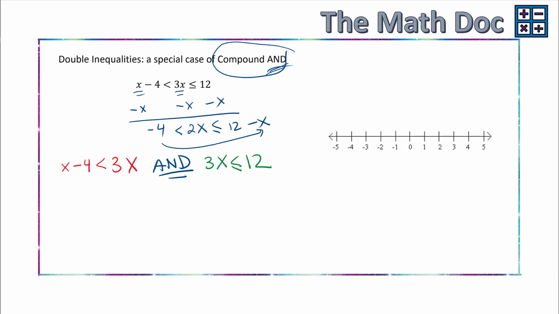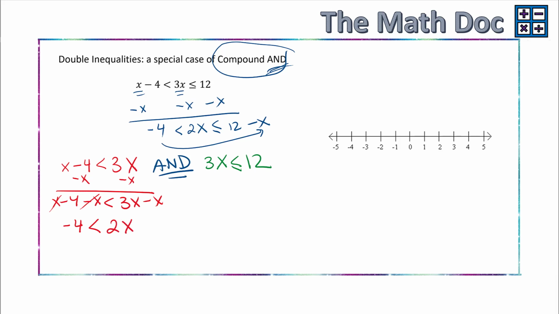So let's go ahead and solve this first one on the left. Here we have x minus 4 is less than 3x. So in order to isolate x, we should probably subtract x from both sides, right? That way we will remove the x from the left side. Okay, we have x minus 4 minus x is less than 3x minus x. The two x's on the left do cancel. We have minus 4 is less than 3x minus x, which is just 2x.